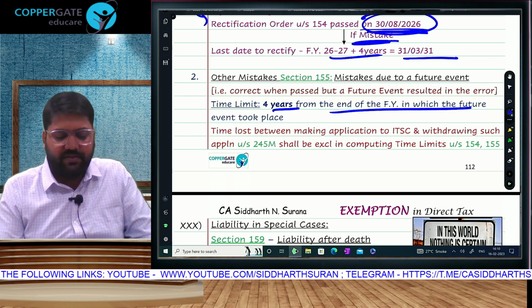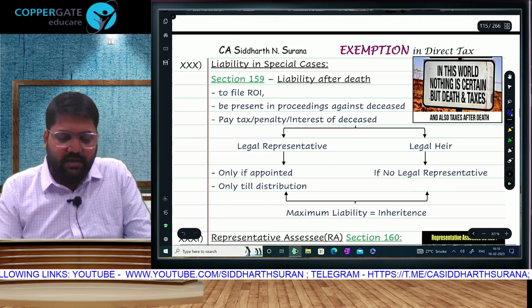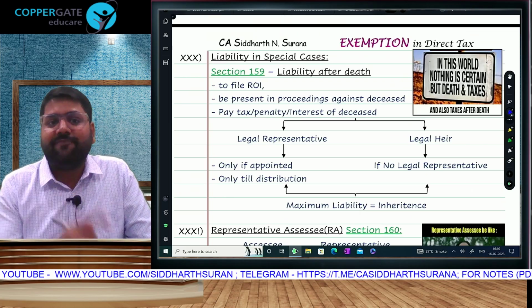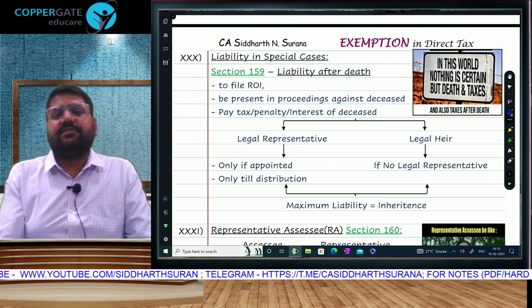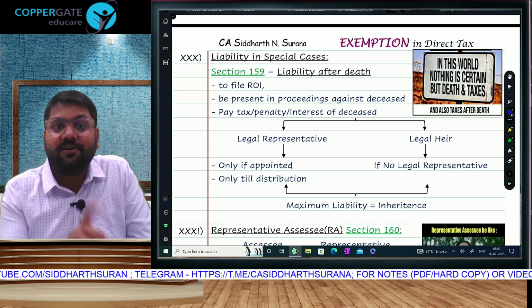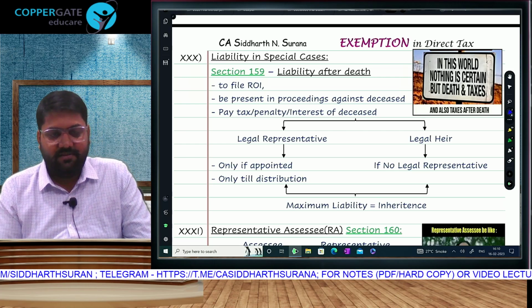4 years from the end of the year in which the future event took place. Last part of assessment procedure, liability in special cases. If you have died, you still have to pay taxes. There are two things certain, death and taxes. There is one more thing certain, taxes after death.